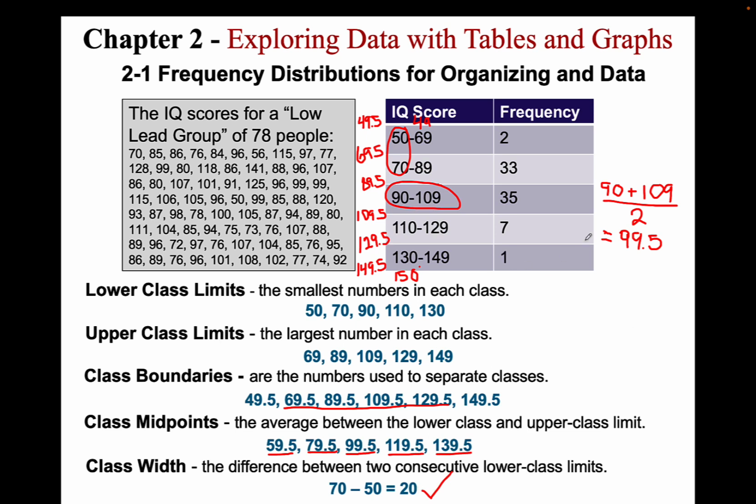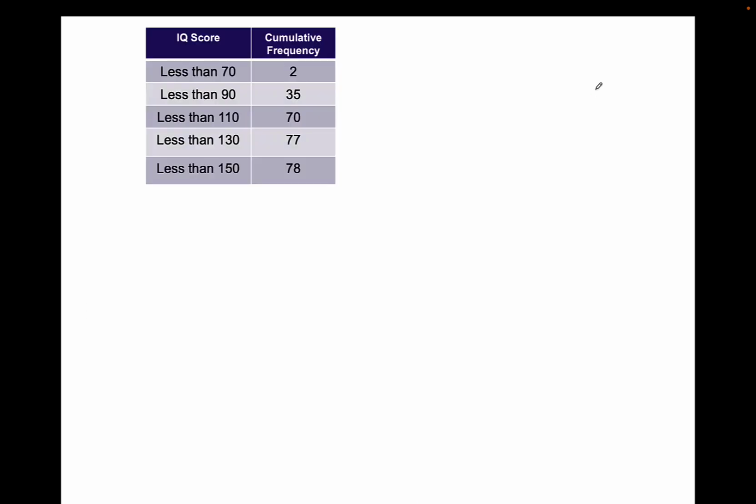Okay, don't put this slide away completely. We're going to use this to show how to go from this table right here, which is called a frequency distribution table, to our next table right here, which is called a cumulative frequency distribution table. So these numbers here refer to the last slide. There were 2 IQ scores between 50 and 69.